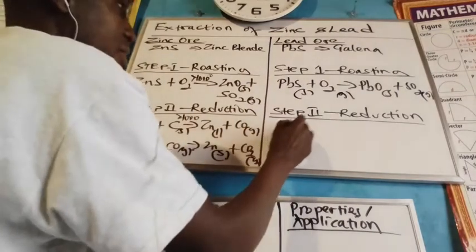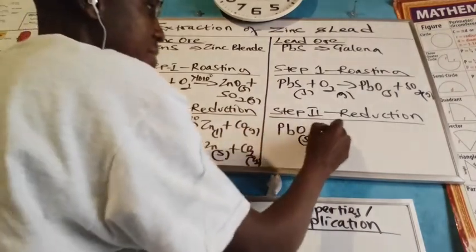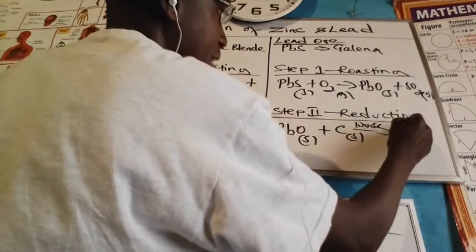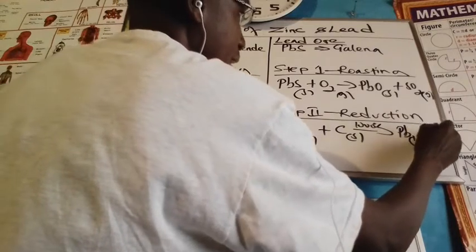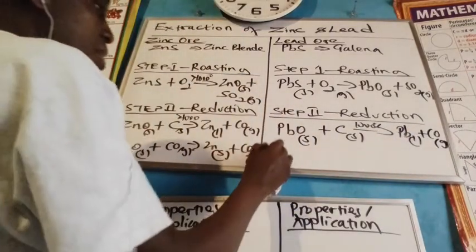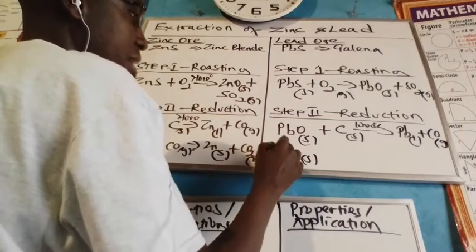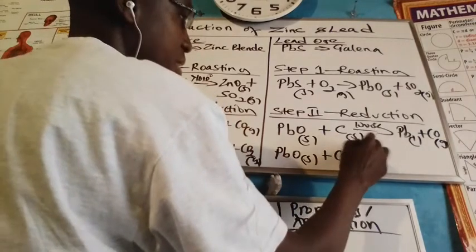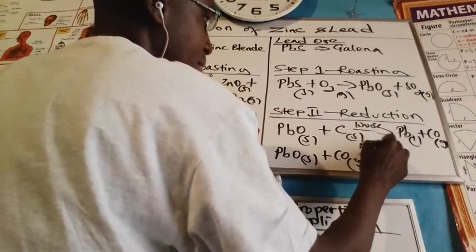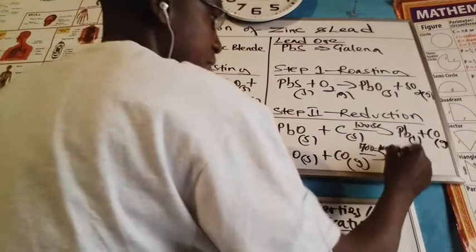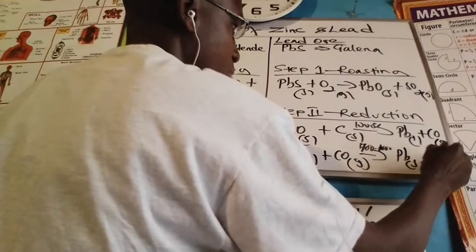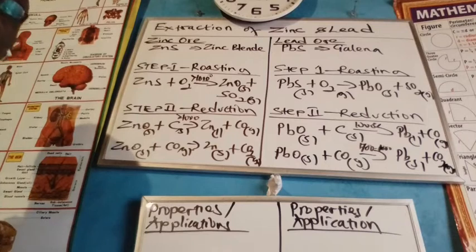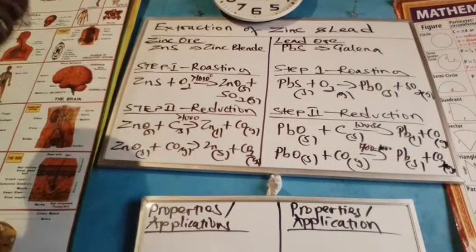Next, you take the lead(II) oxide formed and reduce it by carbon at 1000 degrees Celsius, and that gives us molten lead and carbon monoxide as a byproduct. When you decide to reduce the oxide of lead by using carbon monoxide as the reducing agent, the temperatures will be 700 to less than 1000, and the product will be in solid state. The waste byproduct will be CO2 gas. This shows clearly that the extraction of zinc and lead are identical. The difference is just the nature of the ore.